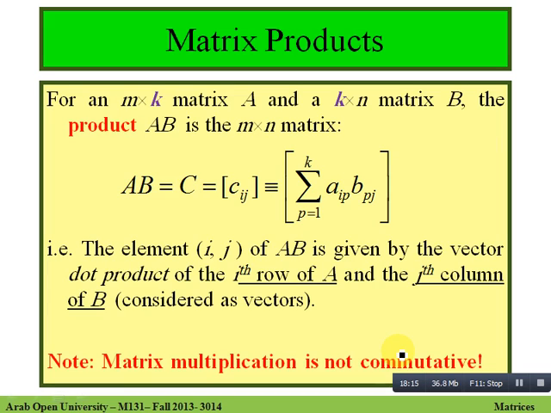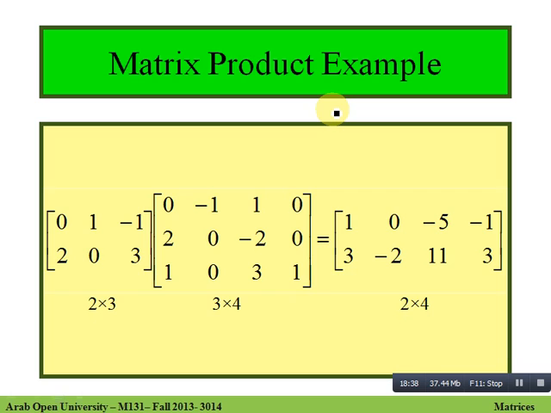Then product of matrix. Product of matrix is nothing but multiplication of two matrices. What is the condition to multiply two matrices? The first matrix's columns should be equal to the second matrix's rows. For example, over here, the number of columns in the first matrix is 3, and the number of rows in the second matrix is 3.